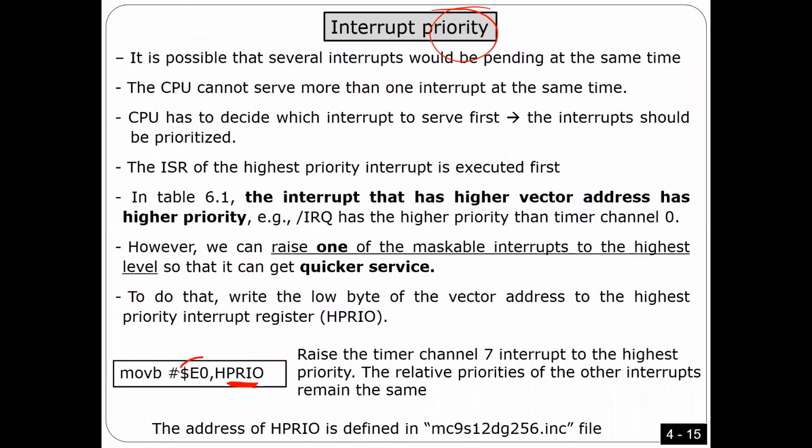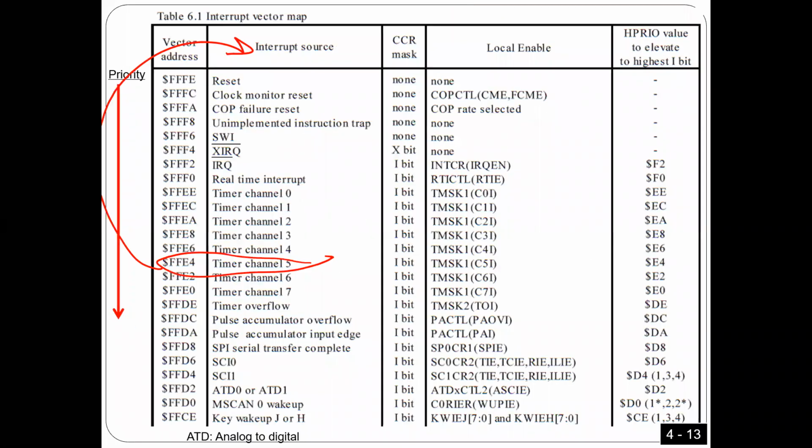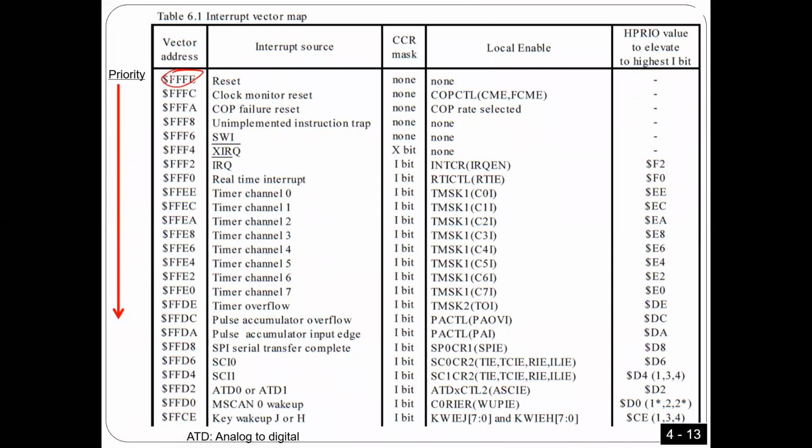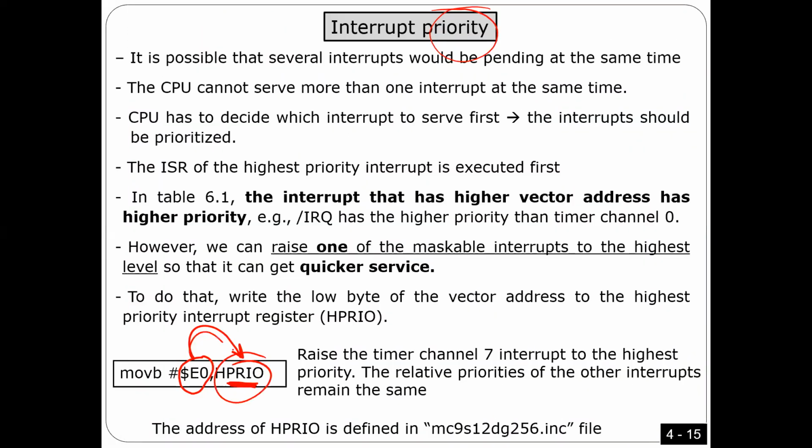How can you do that, guys? You have to write a certain number to this register. Once you do that, you can put one interrupt above the other interrupts. So which number? How can you come up with this number? This number you can get from the vector address. It is the least significant byte. For example, if you wanna put channel 3 on top, you have to take 8E8. So you take the least significant byte and just copy it to this register.